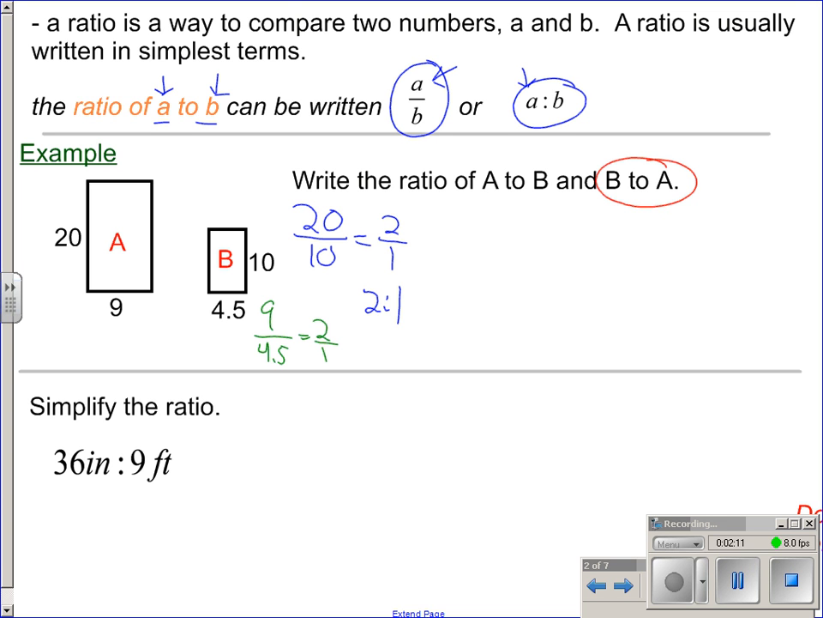For the second part, B to A, it's really just a reciprocal. We're flipping this around. 10 over 20 is the same thing as 1/2. We could do 4.5 over 9, and that's also going to be 1/2.